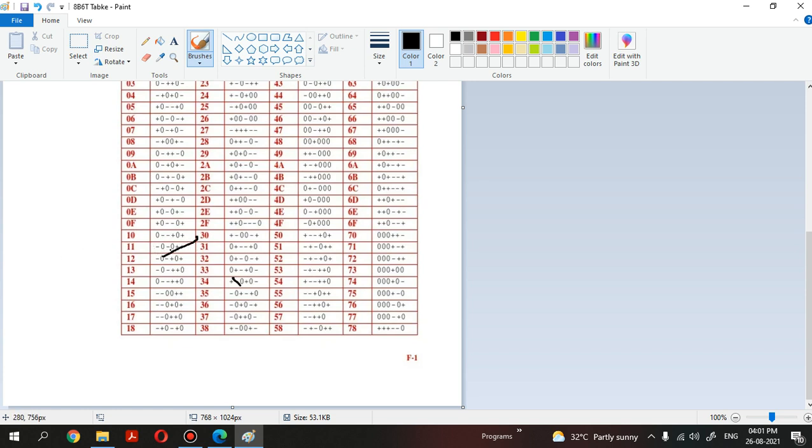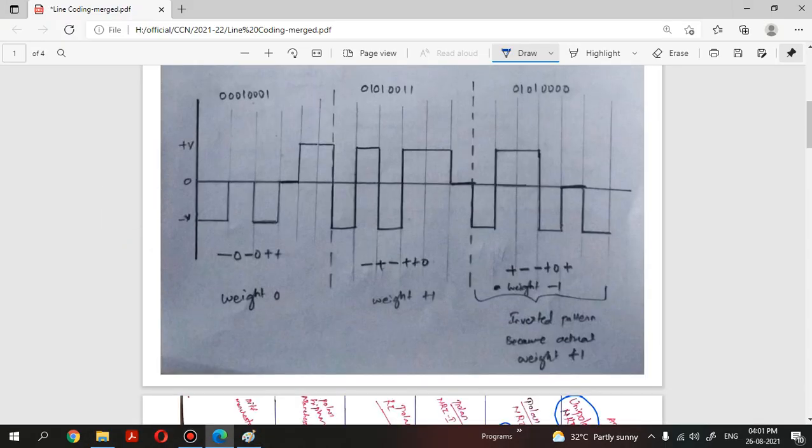Here minus 0 double plus, right? So this is the voltage level for 0001 and 0001, right? For giving these 8 voltage levels, this is the voltage level I need to give, because this table is known to both sender and receiver, right? So this voltage level needs to be maintained for conveying this data, right?